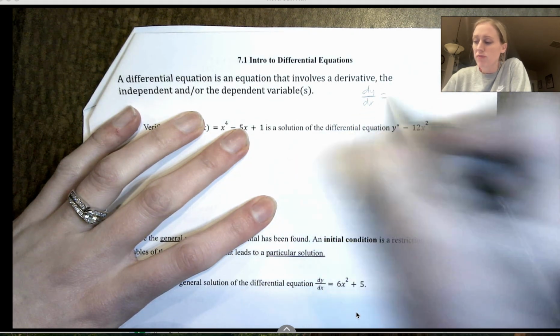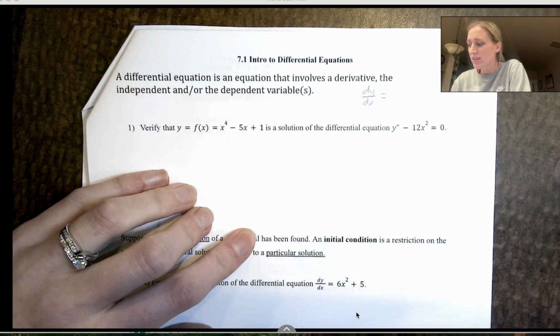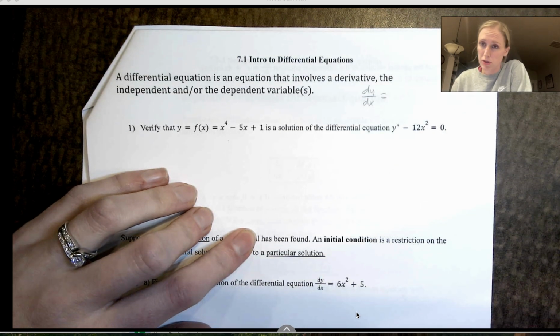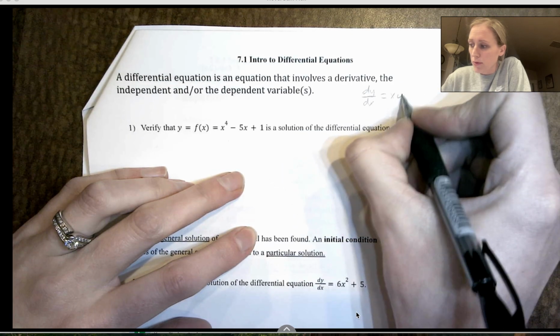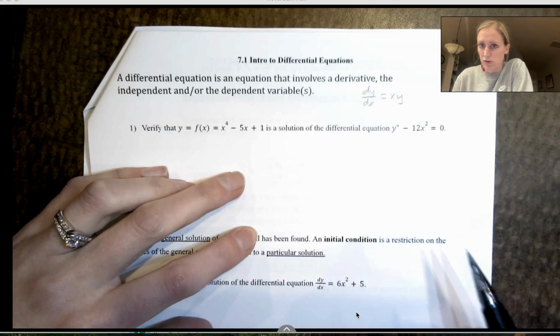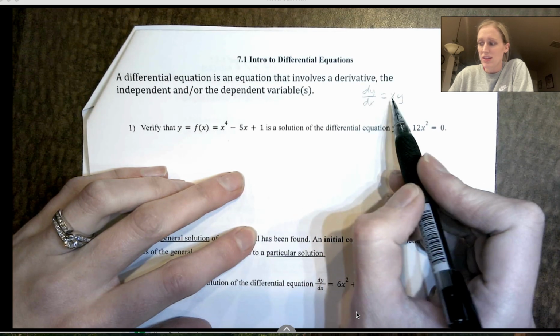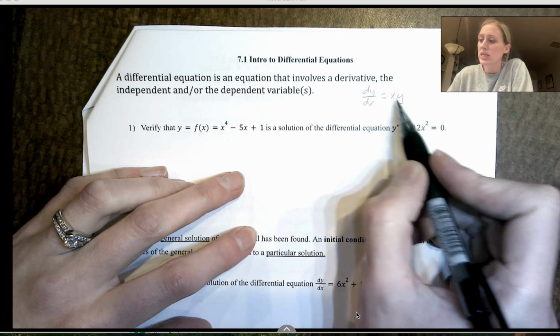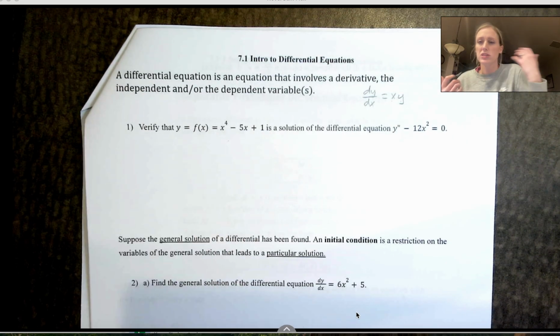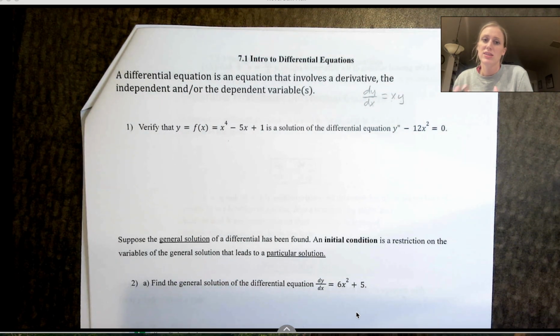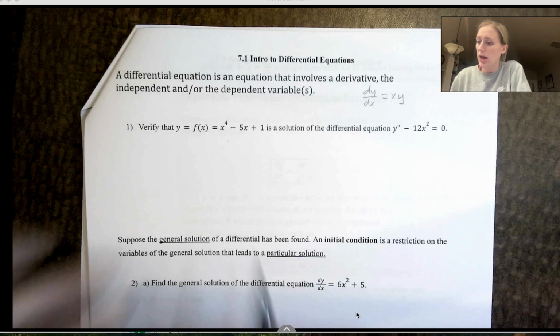And then it'll be some function, mostly today in terms of x, but we could see it in terms of x or y. So this is an example of a differential equation. It involves a derivative, the independent variable, the dependent variable. It doesn't have to have both x and y. It could have just x or just y. But it's basically a derivative and the original variable, okay?